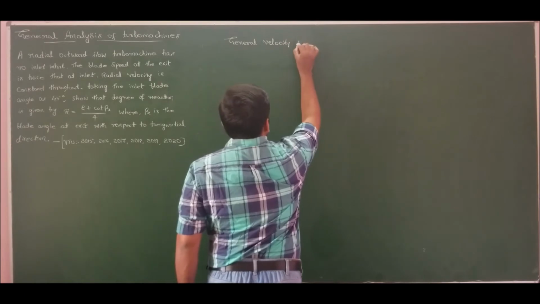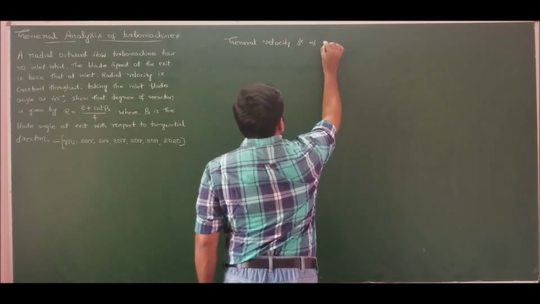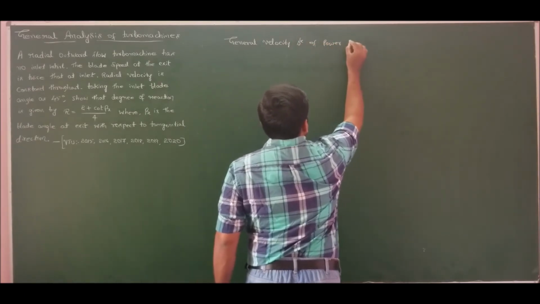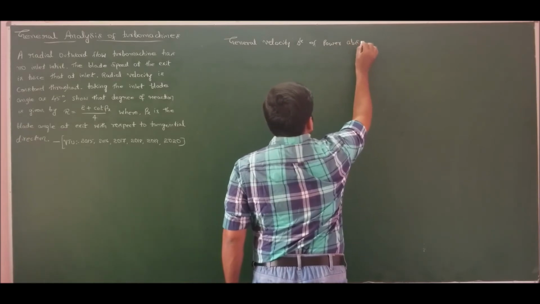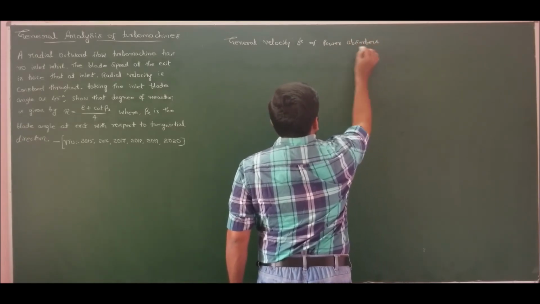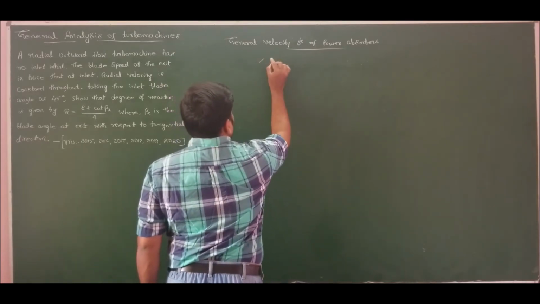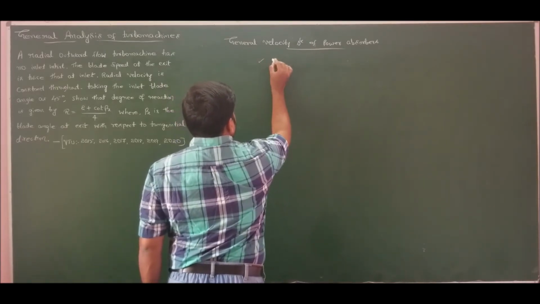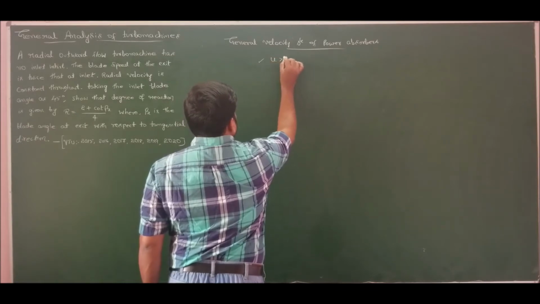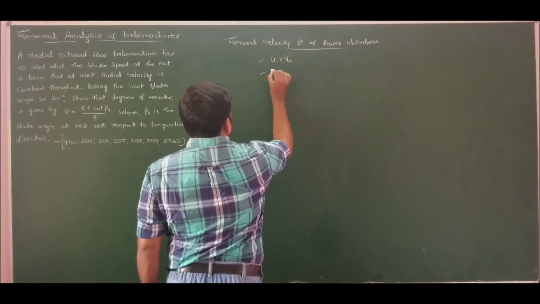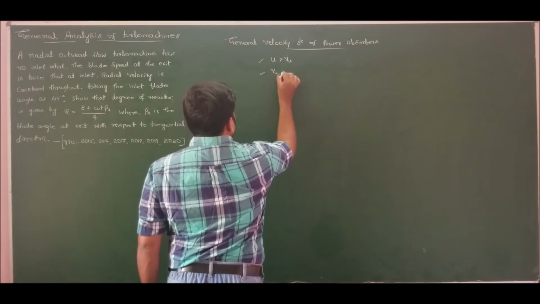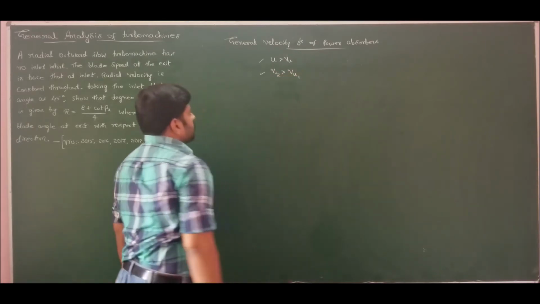the general velocity triangle of power absorbers. The two important conditions to be noted down for the general velocity triangle of power absorbers are: U should be greater than Vu is one condition. Second condition is that Vu2 should be greater than Vu1.